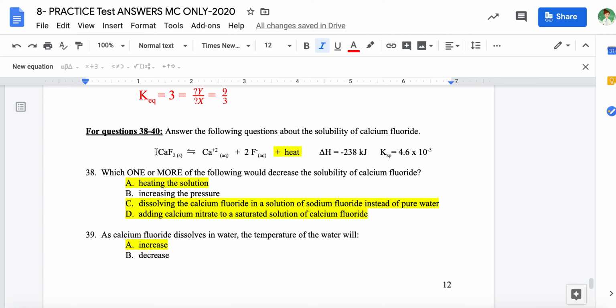Which shifts cause a shift to the reactant side? So, yes, we heat it up. Heating it up is going to shift to the reactant side. Pressure is not going to cause any changes here.